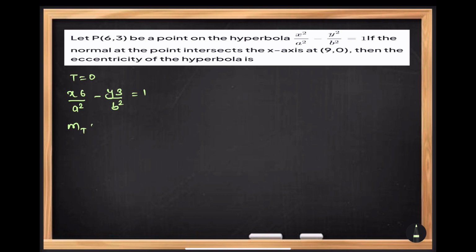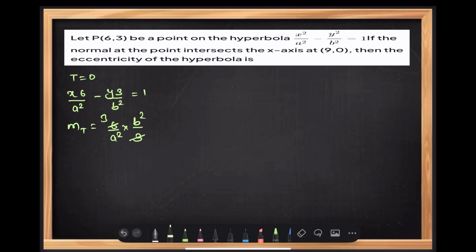So can you please tell me the slope of the tangent? It is the coefficient of x, which means we will write this into y equals mx plus c form, and this m will represent the slope of the tangent, correct? So the slope of the tangent will be 6 by a square into b square by 3. Okay, so this thing is done. So we got the slope of the tangent.